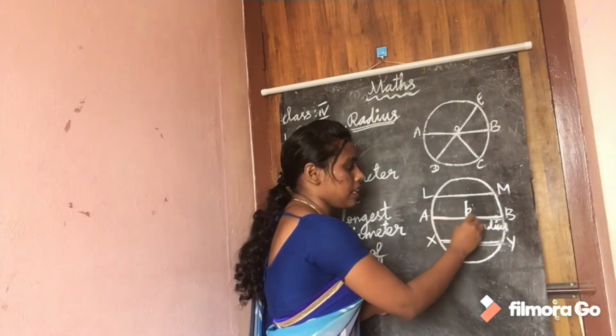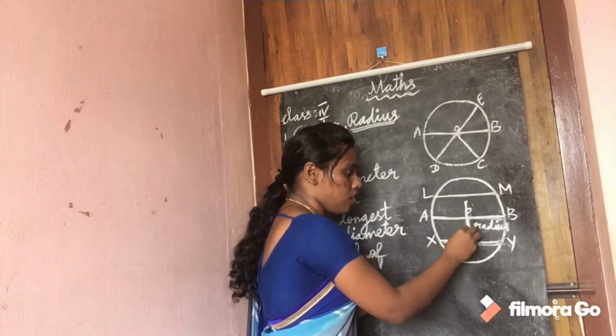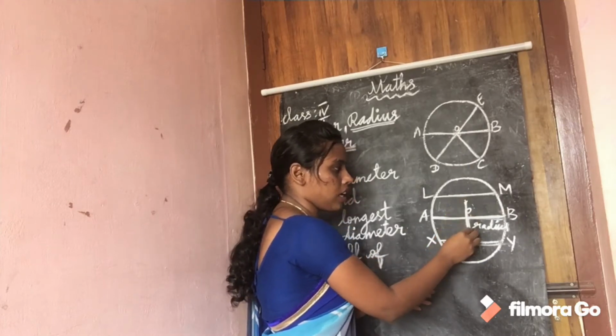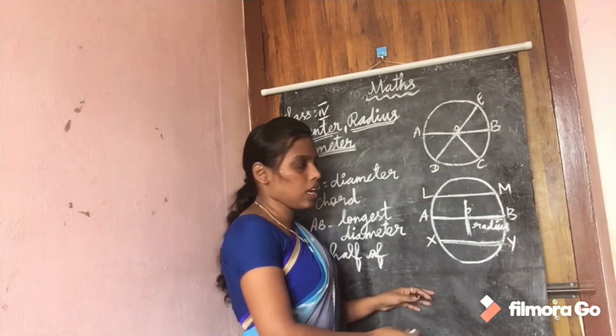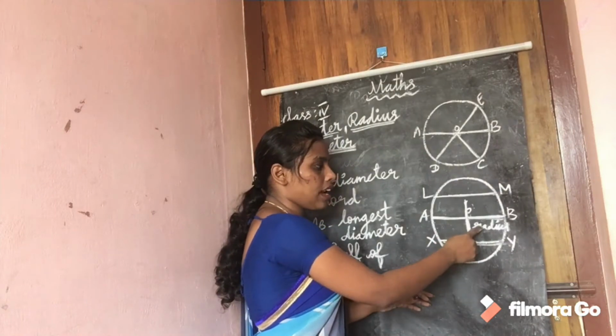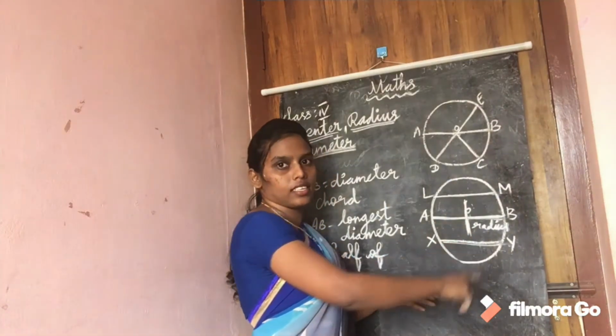See, this is the diameter. So half of the diameter. If you draw a line through the center correctly, this half part is known as the radius. So twice the radius is the diameter, and half of the diameter is the radius.